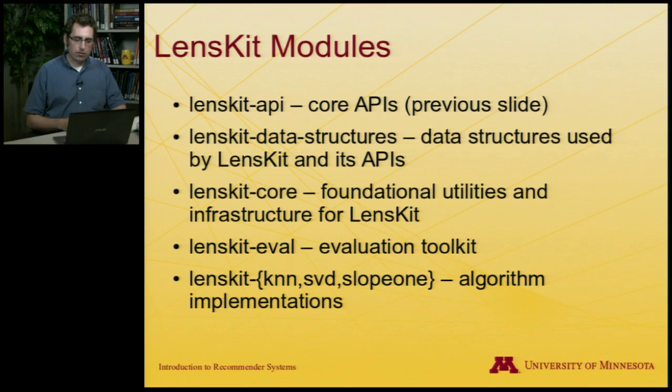And then the LensKit KNN, SVD, and Slope One modules provide implementations of different families of recommender algorithms. KNN provides user-user and item-item collaborative filters. SVD provides a matrix factorization collaborative filter. And then Slope One provides an implementation of another recommender algorithm called Slope One.